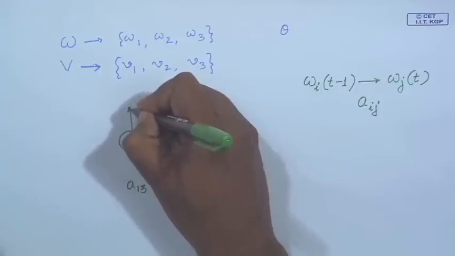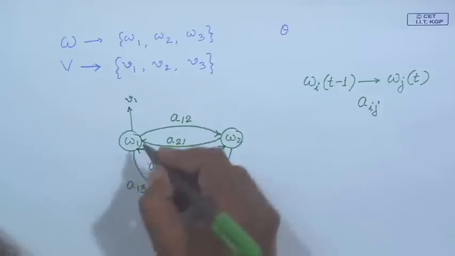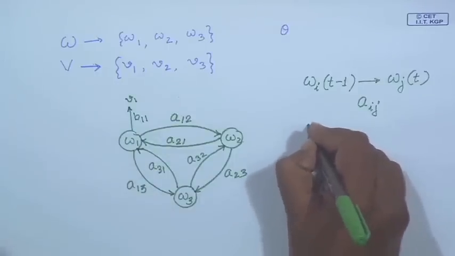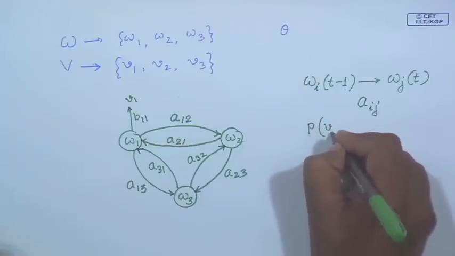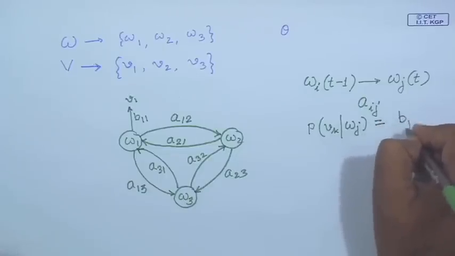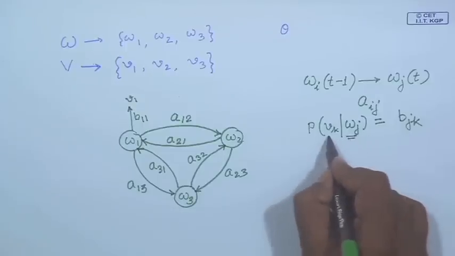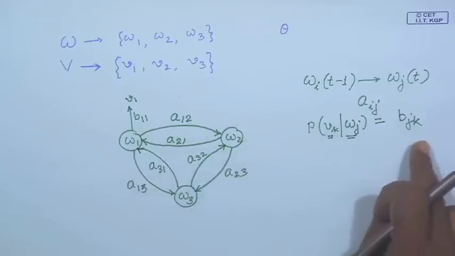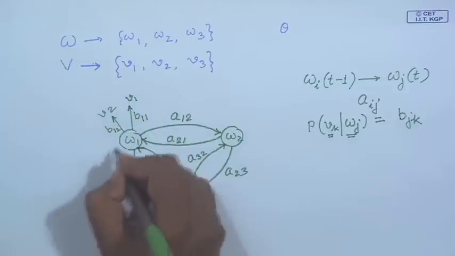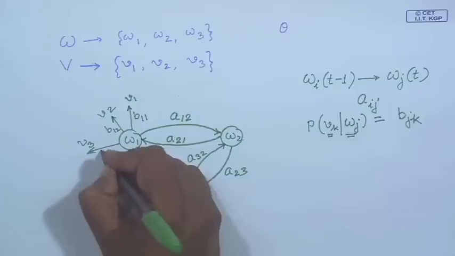Now, in every state, the machine can emit one of the visible states. In each of these hidden states, the machine can emit one of the visible states. So, from omega 1 it can emit the visible symbol v 1 with an emission probability given by b 1 1, because as we said, the probability that the machine emits v k when the machine is in state omega j is given by b j k. So, from state omega j it emits a visible symbol v k with a probability given by b j k. From omega 1 it emits a symbol v 2 with a probability b 1 2, and it emits v 3 with probability b 1 3.